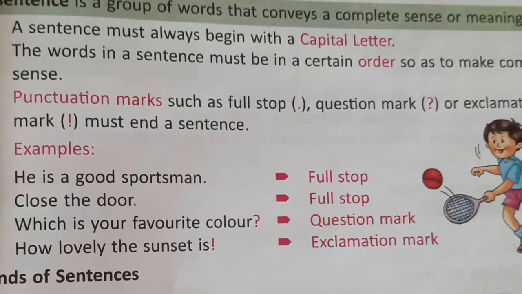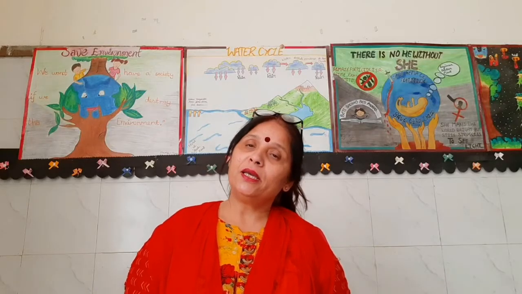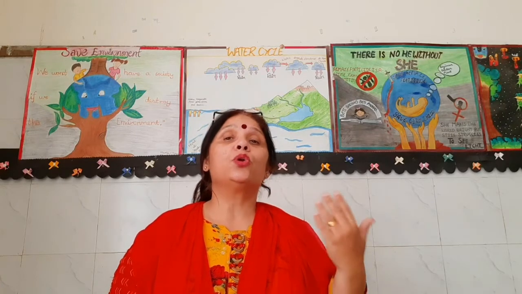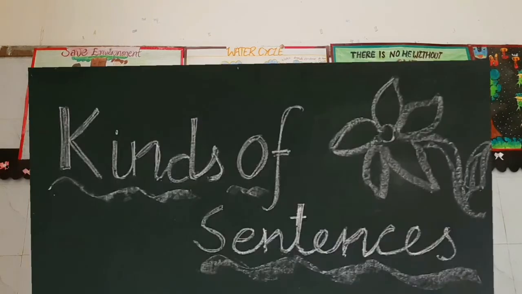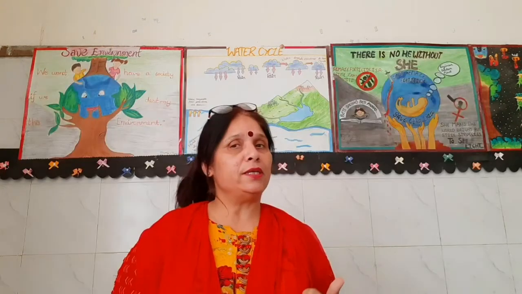कब हम फुल स्टॉप लगाते हैं? When a statement is there. Number 2, when we are asking something at that time, we put question mark. And number 3, when a sudden feeling is there in the sentence, we put sign of exclamation. Understand? Now let's start to read or learn about the kinds of the sentences.